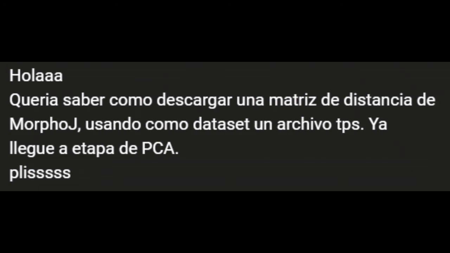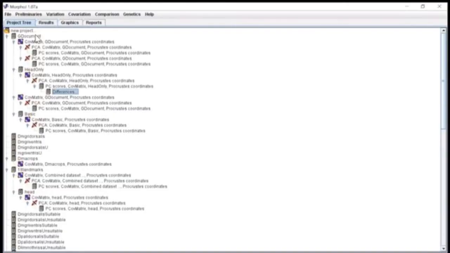So for the next one: hello, I want to know how to download a distance matrix from MorphoJ using a TPS file as a dataset, and I've already reached the PCA stage. I'm not quite familiar with a distance matrix, but I'm guessing it's as it sounds, the distance between the objects expressed within a matrix. Please correct me if this is the wrong assumption.